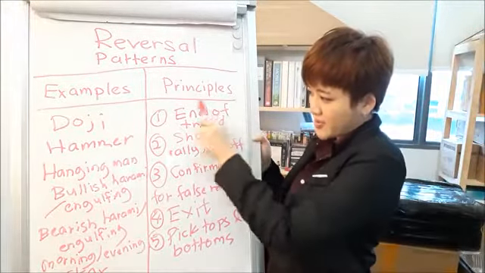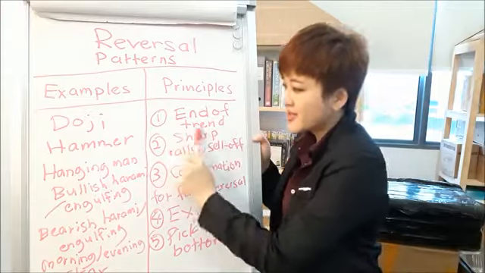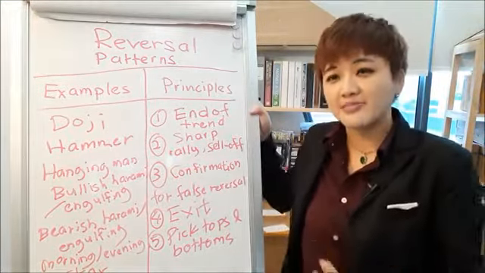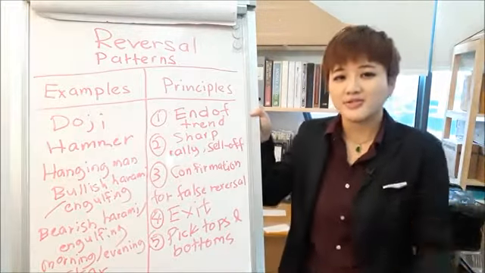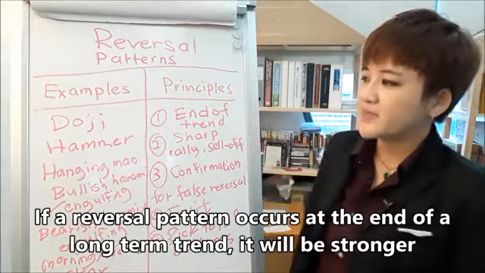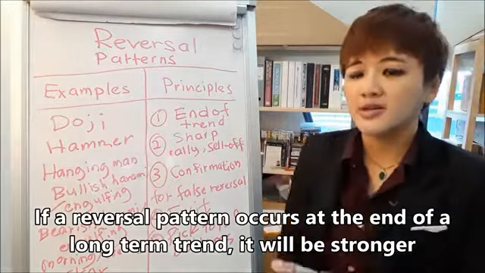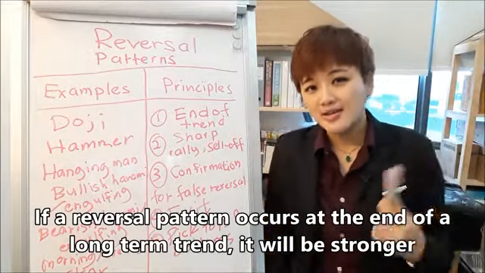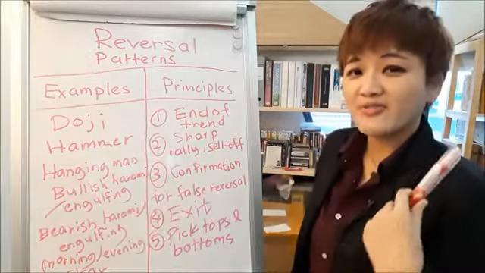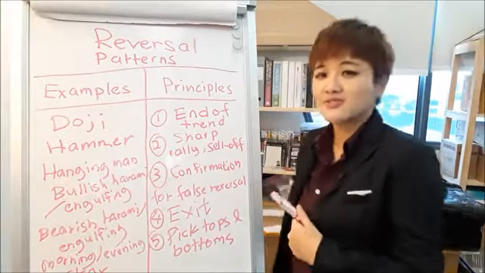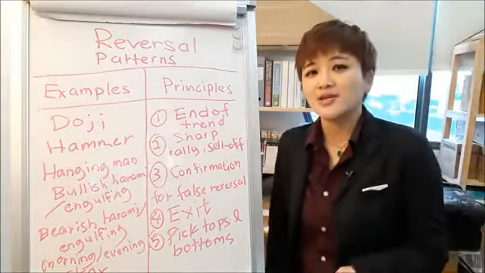Back to this point number 1. By trend, I mean a long-term trend. I don't mean a trend that lasted for 5 minutes. Like, that's not a trend, that's a retracement. This means that if a reversal pattern occurs at the end of a long-term trend, then the stronger is the signal. If it occurs at the end of a very short-term trend, like a 5 second trend, 5 minute trend, it's not going to work out, okay?